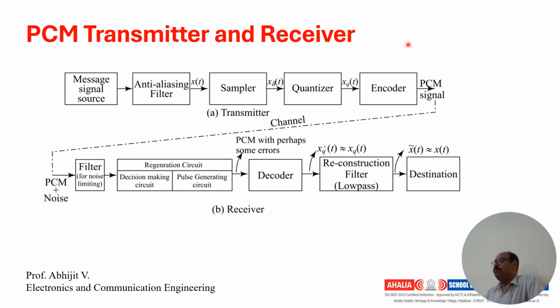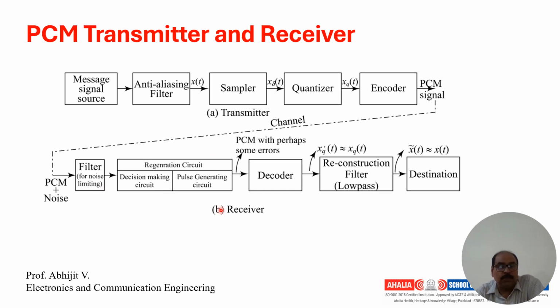So the next is the pulse code modulation transmitter and receiver system. With a neat block diagram, explain a PCM system. So here we have the message source, and from the message source we have an anti-aliasing filter. Can you tell me what is meant by aliasing? What is meant by aliasing? Anti-aliasing filter. The signal is then sampled and quantized and then encoded, transmitted through the channel and filtered to remove noise.